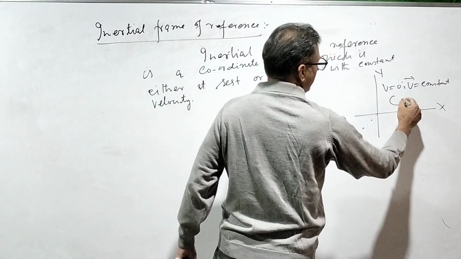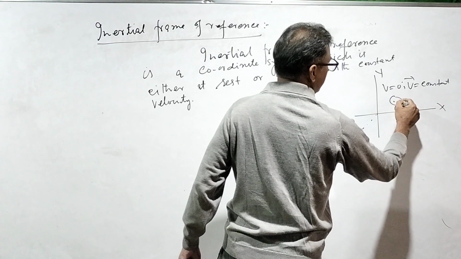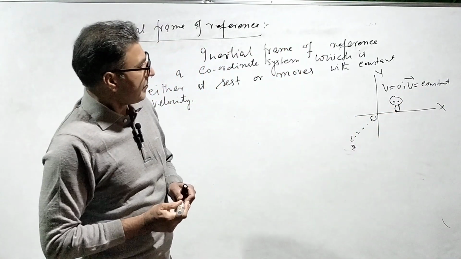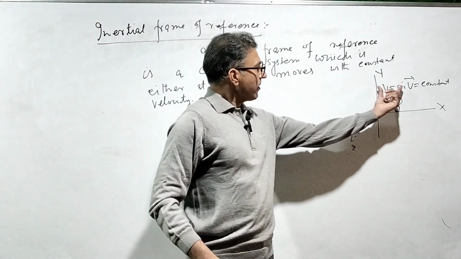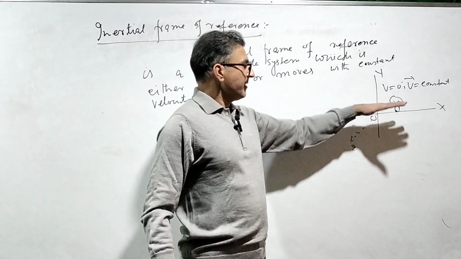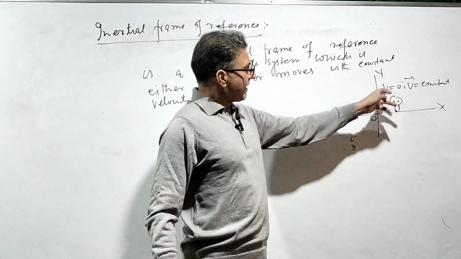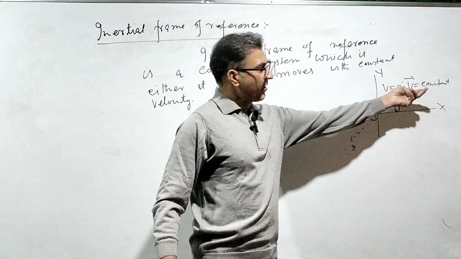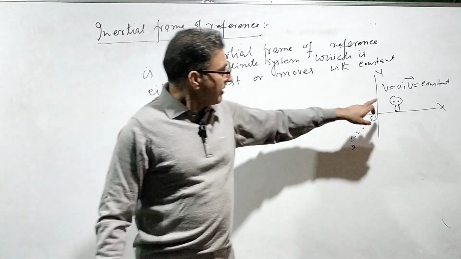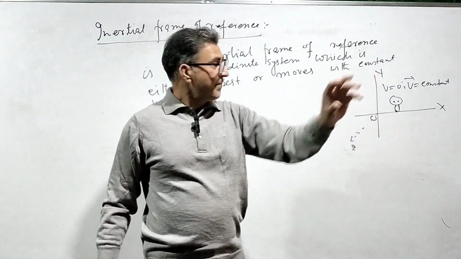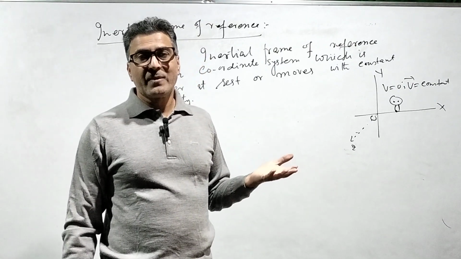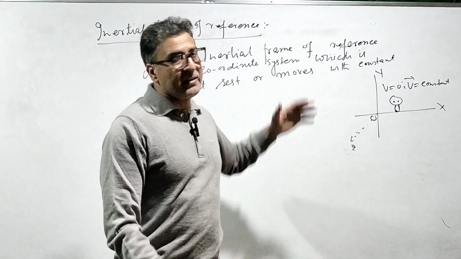And here is the observer in this frame. It's a coordinate system. Either this coordinate system is at rest or it moves with a constant velocity. And there's an observer in this coordinate system which is either at rest or moves with the coordinate system with constant velocity. What is good about this coordinate system? When this person observes an object outside, he will use Newton's laws directly. So Newton's laws are valid in the inertial frame of reference.